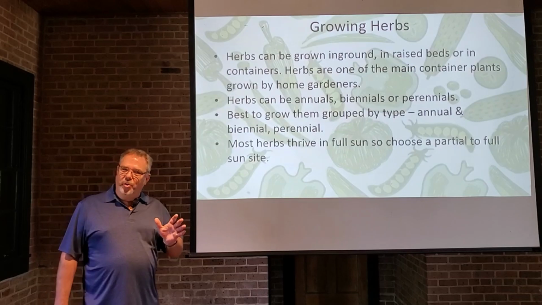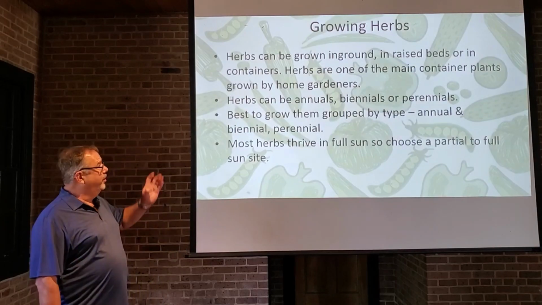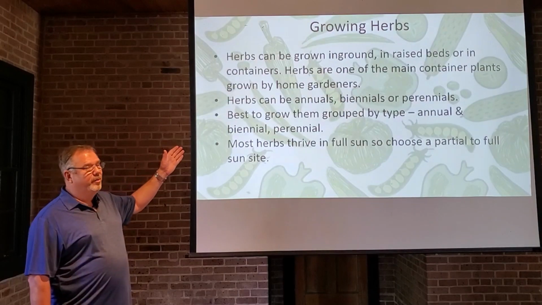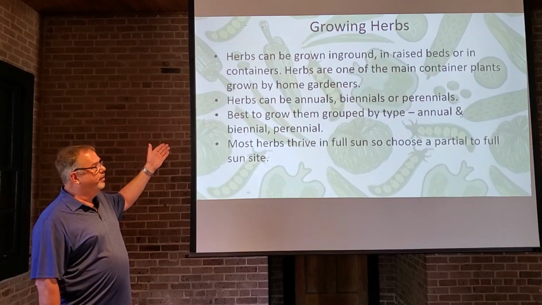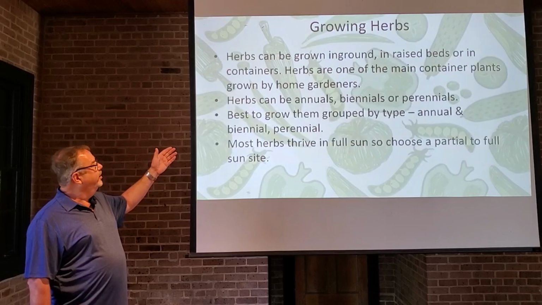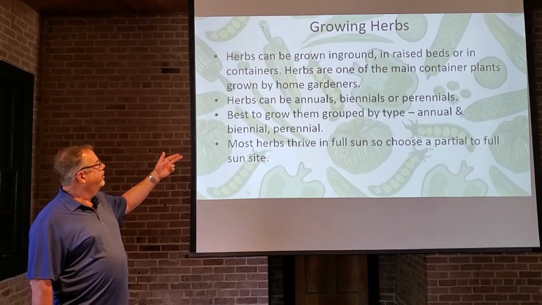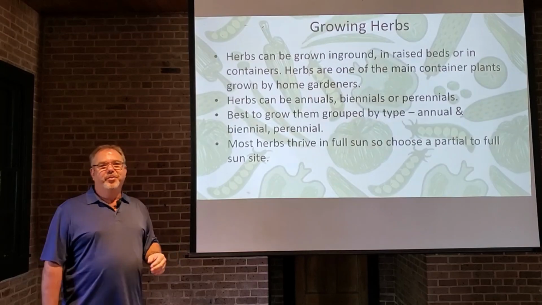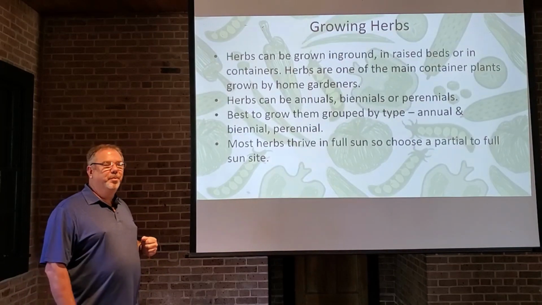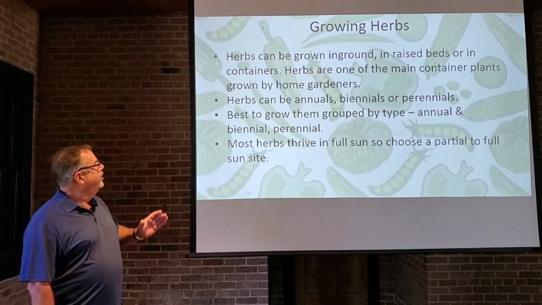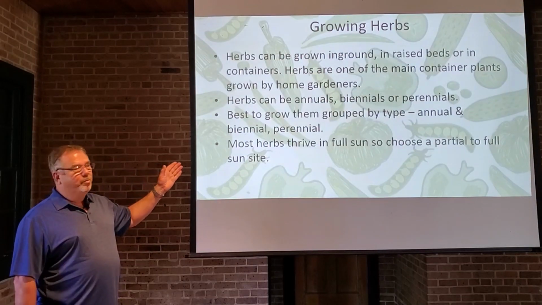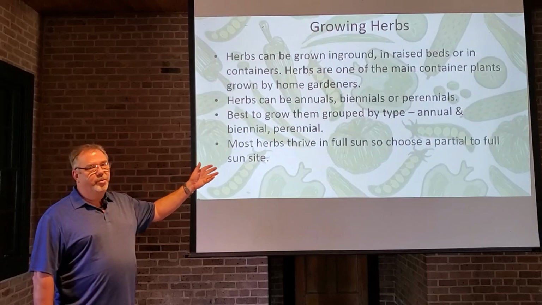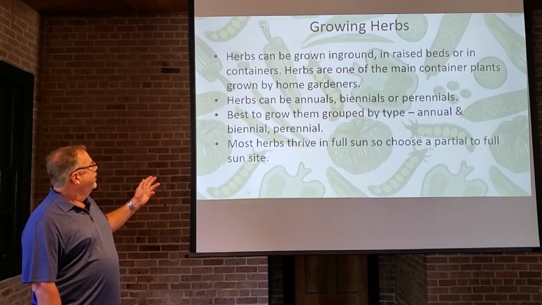Okay, so we're going to talk about growing herbs now. Growing herbs can be fairly simple. They like to be grown in ground or in raised beds or in containers, so there's a lot of choice there. Herbs are one of the main container plants grown by home gardeners, so it's very common for somebody to have at least one type of herb in some kind of pot in their garden. Herbs can be annuals, biennials, or perennials, so they can live 1 year, 2 years, or many, many years.